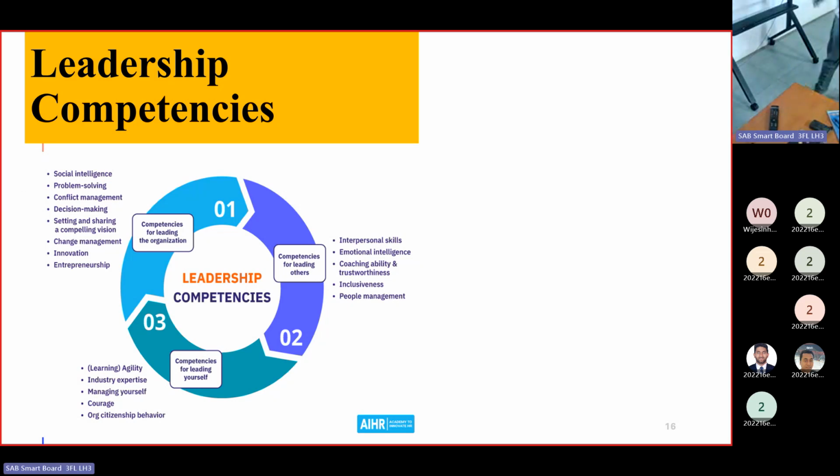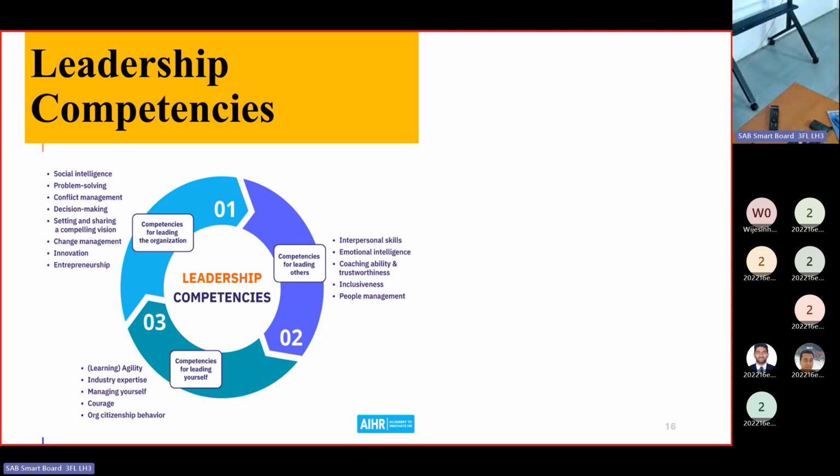Learning agility. Agility means what? Learning quickly or responding quickly. Agile. Industry expertise, managing yourself, courage. Being comfortable with yourself, leading yourself, competing on companies. So this is the first step. The second is competence in the organization. Interpersonal skill, emotional skill, these are the skills you need for leadership competence. That is your subject, skills in leadership and innovation.